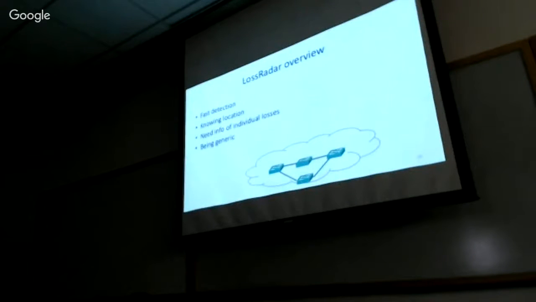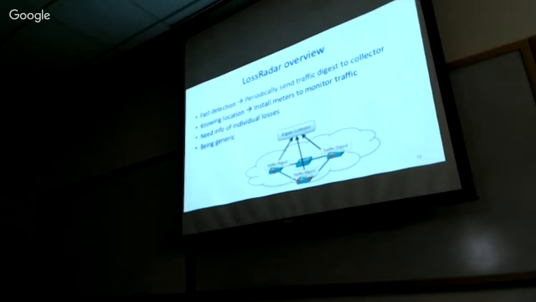So we install meters in the network so that we can know the location of the losses. Each meter will generate a traffic digest based on the packets it sees, and periodically send the traffic digest to the collector. We also include details of each packet in the traffic digest. And finally, the collector gets all the traffic digests and compares the sets of packets seen by different meters. The difference between these two meters is the packet losses.